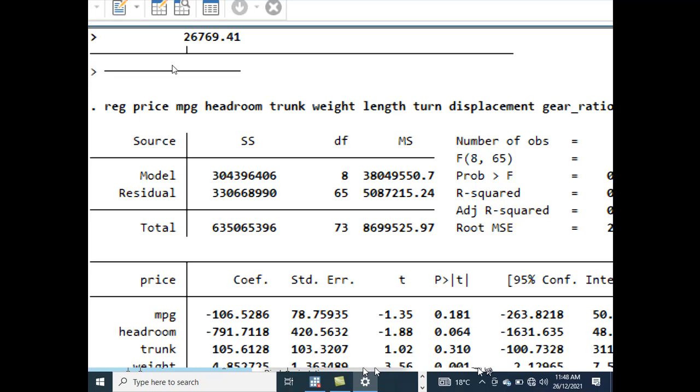What this test does, this overall significance, it uses an F ratio, which is mean square for model divided by mean square for residue.